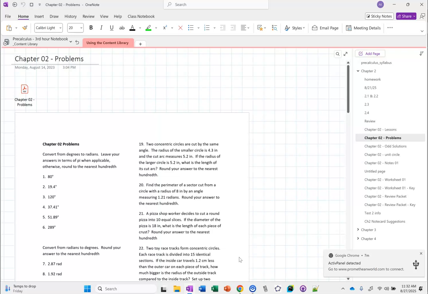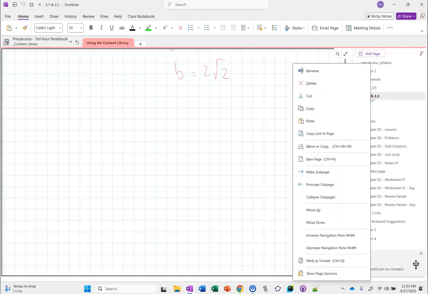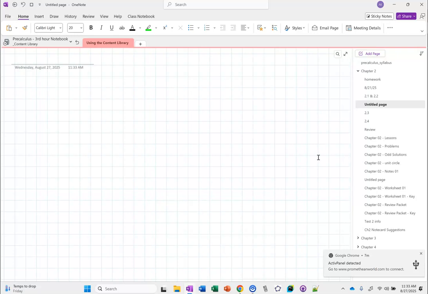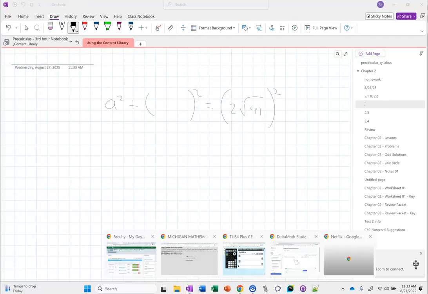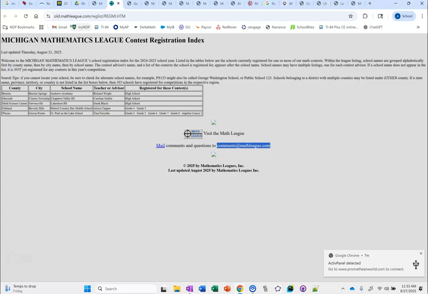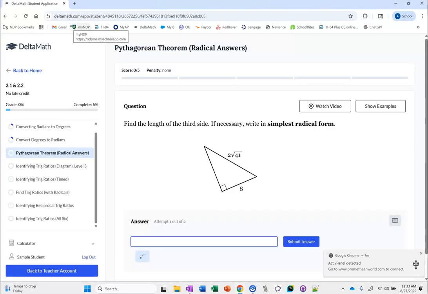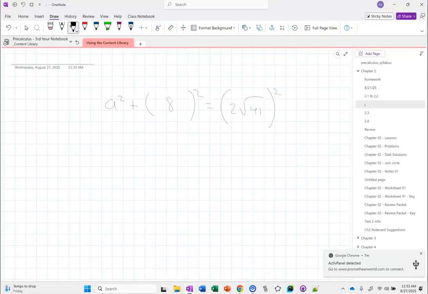So we're going to have a squared plus, I forget what the number is, and then 2 square root 41 squared, right? Oh, that's not the thing I wanted. I wanted this one. 8 was the other one. Everybody's okay with the setup so far? Yes or no?